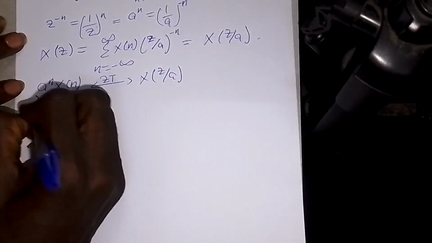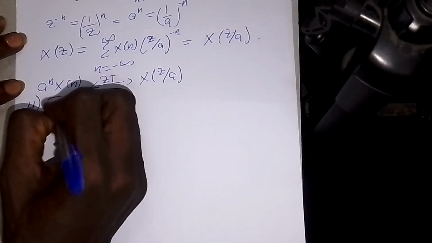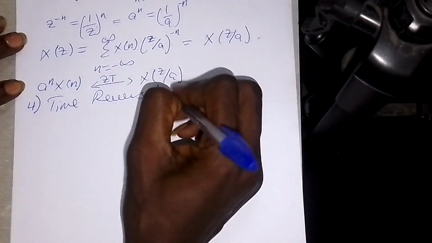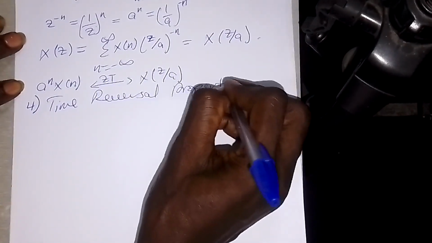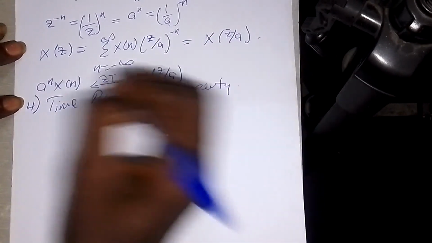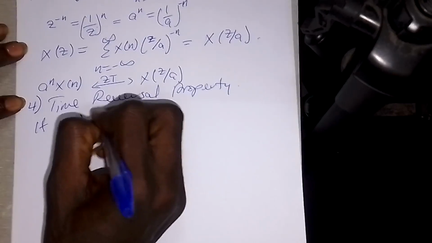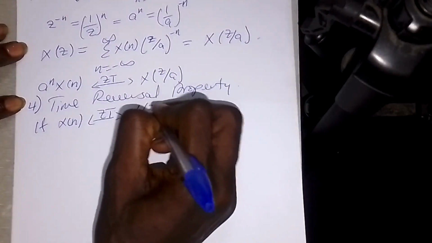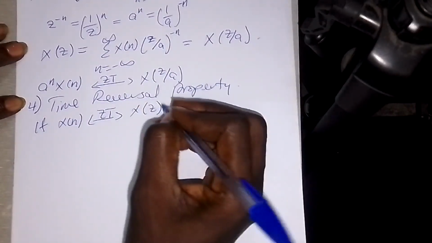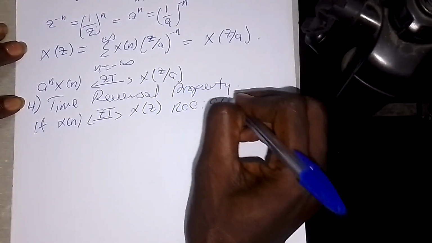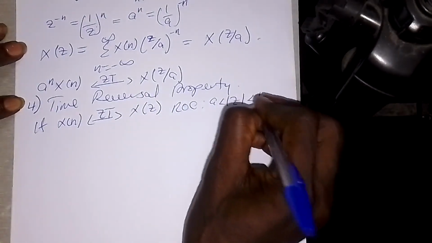Now let's go to our next property, which is property number 4. Property number 4 is called the time reversal property. So how do we deal with the time reversal property? If x of n has a z transform of X of z, and the ROC here is such that A is less than mod z less than B.